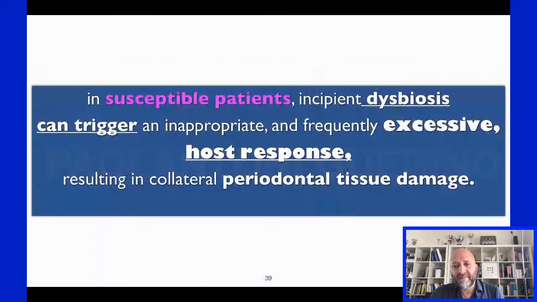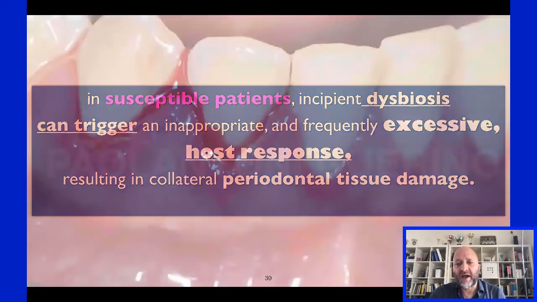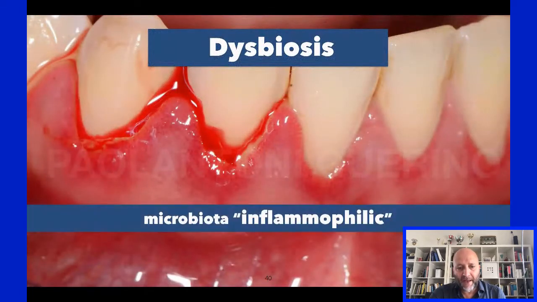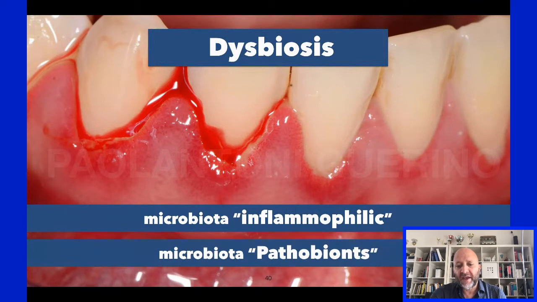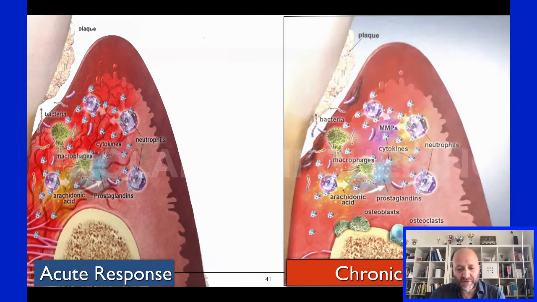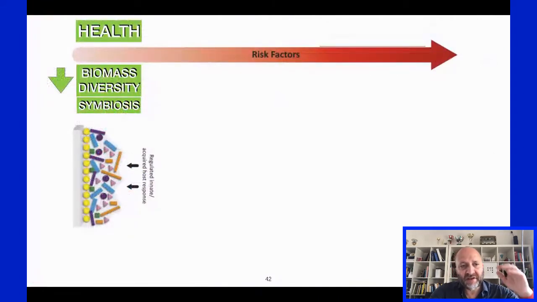Because we can have a patient with an excessive host response. This kind of patient we can define as a susceptible patient, and we can have an event of dysbiosis. We can find the inflammophilic microbiota, and we can have the pathobionts. So after that, in patients with this type of impaired response, the accumulation of a biofilm can lead to a chronic lesion. These are the events.